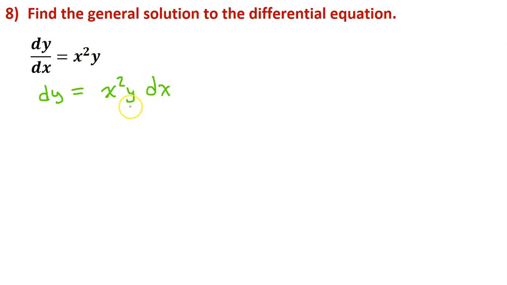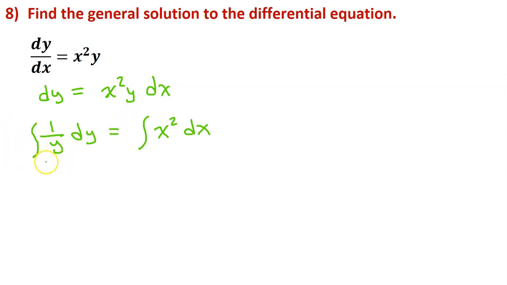I would like to get this little y right here over here on the left. So to accomplish that, let us divide both sides by y. So that will give me 1 over y dy is equal to x squared dx. Now that I have all of the y's on the left and the x's on the right, I can integrate both sides of the equation.